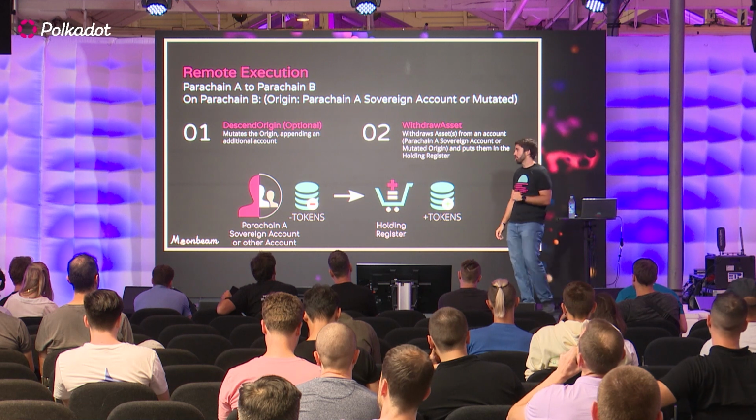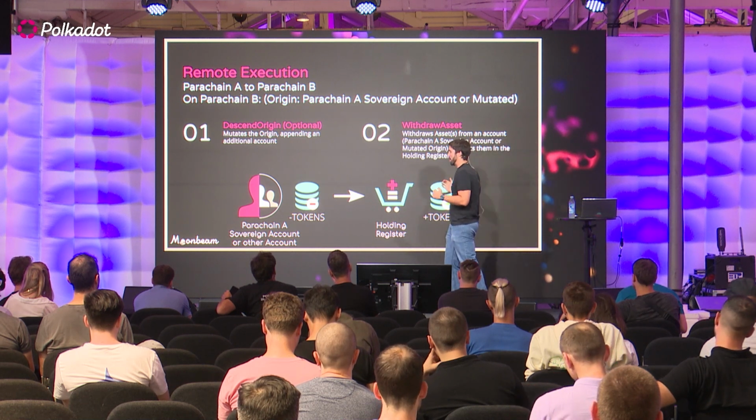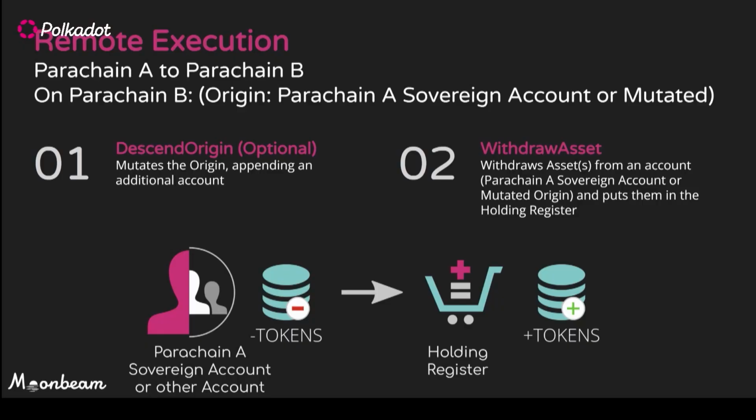The next XCM instruction is called withdraw asset. What this is going to do is use that other account that we calculated, because we don't want the sovereign account. And we're going to take tokens out of that account. It depends on how the flow is. If you, for example, want to pay for execution on Moonbeam with Glimmer, it could be Glimmer.